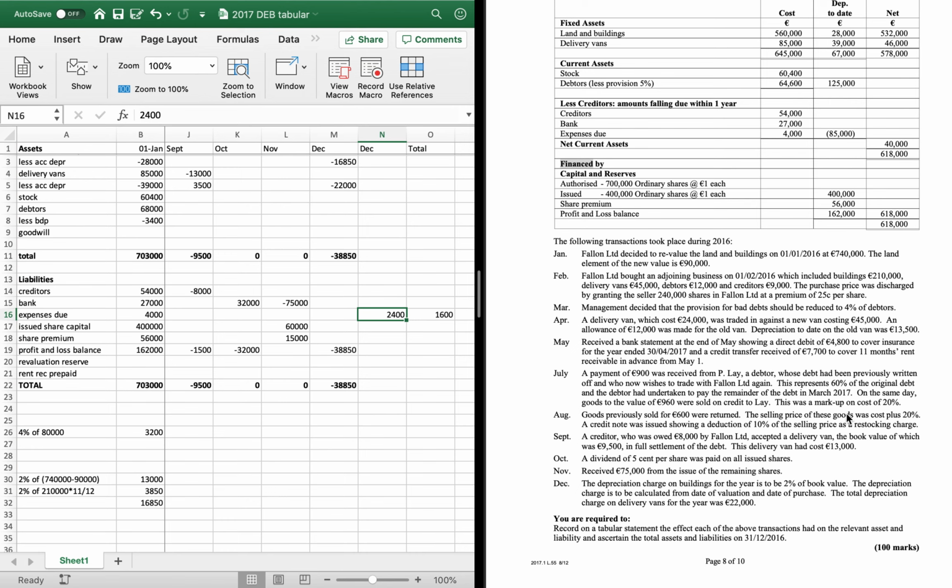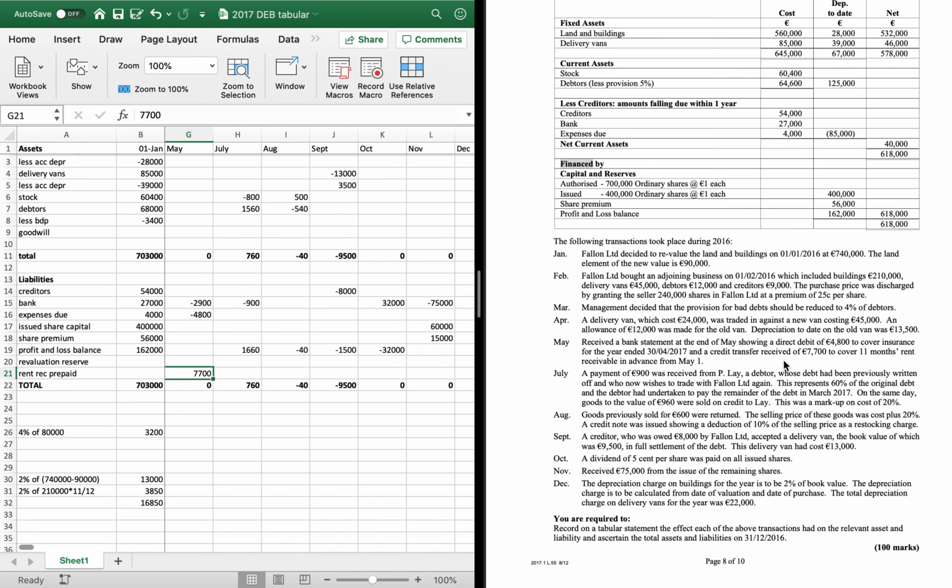The second part is easy enough. The credit transfer for the rent is 7,700, covering 11 months in advance from May the 1st. So they're paying us the rent for 11 months from May the 1st. That's May, June, July, August, September, October, November, December. That's 8 months. So 3 months are into next year. So 3/11ths of the rent of the 7,700 are into next year.